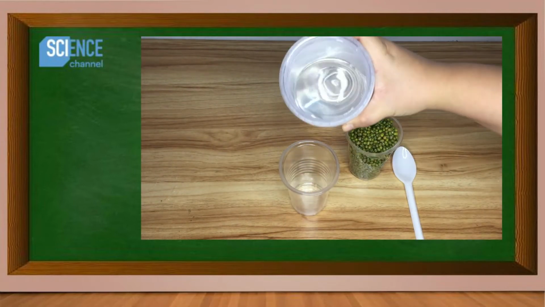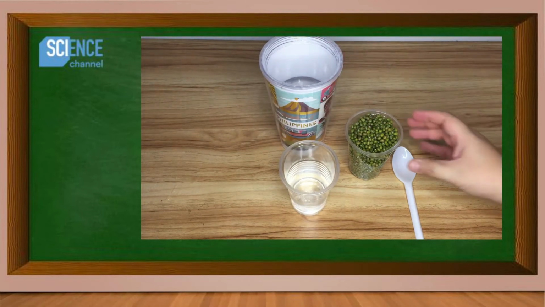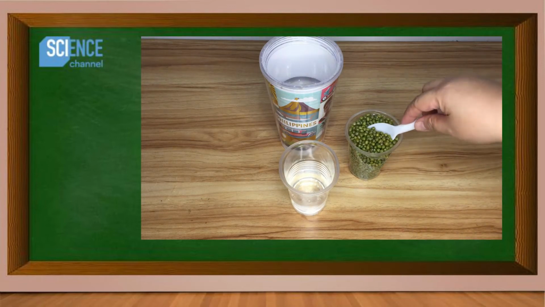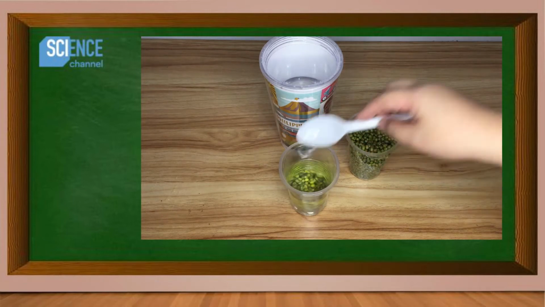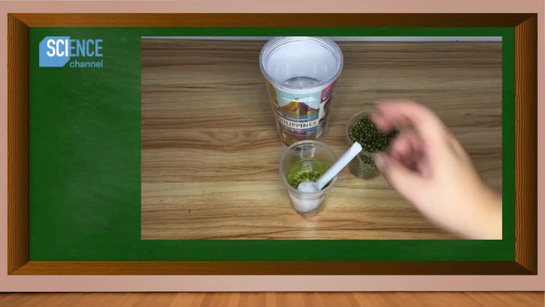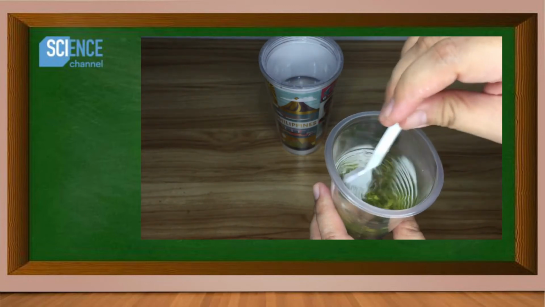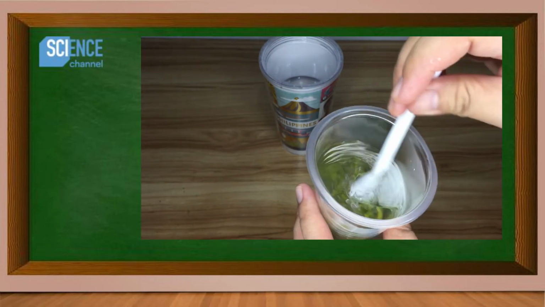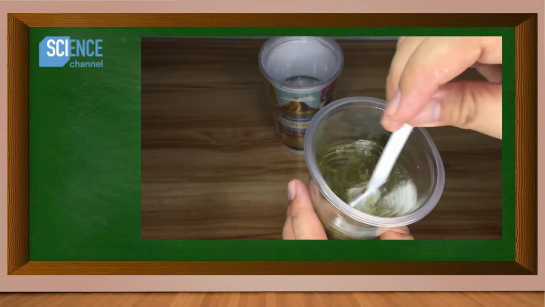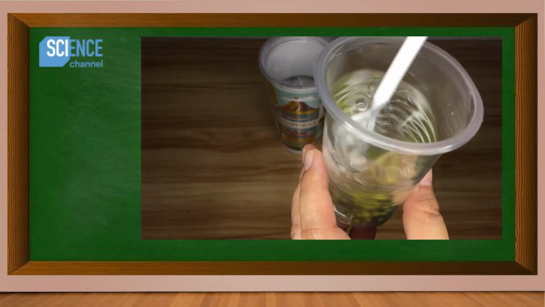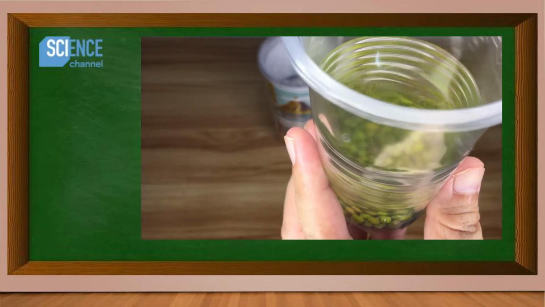Place the water in the drinking glass. Get a teaspoon of mango seeds. Mix it with the water. After mixing the materials, observe what happens. Are there any changes that occur?